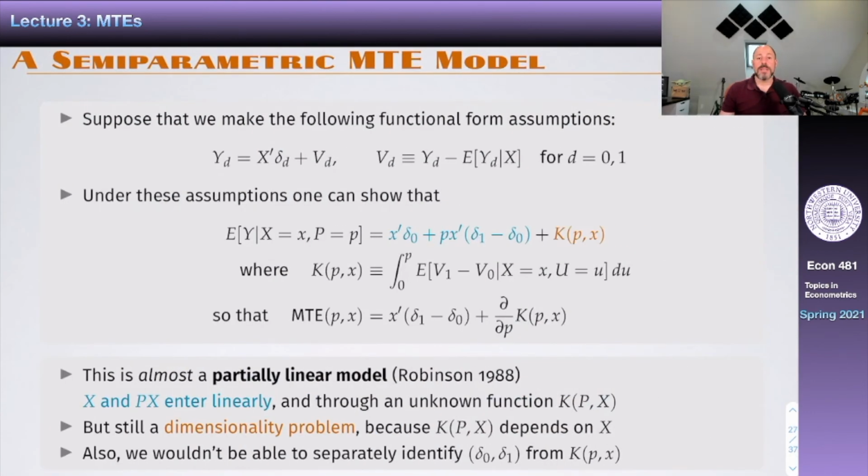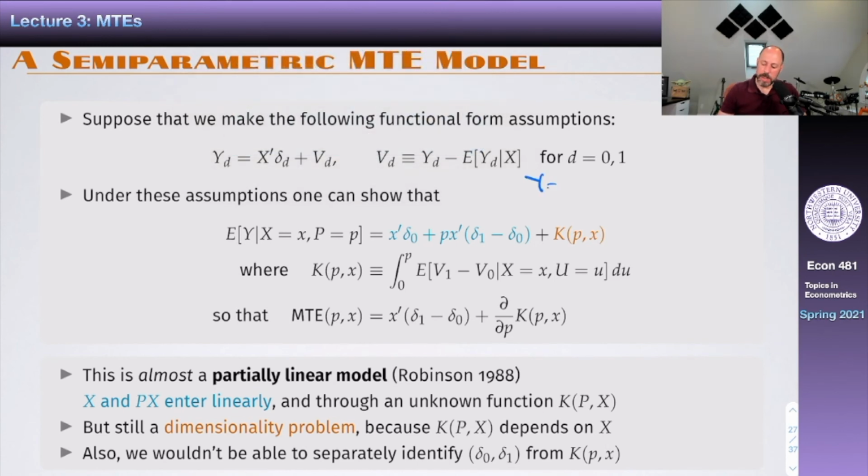So what's going to be the semi-parametric MTE? Well, we're going to first model the potential outcomes. Okay, potential outcomes, we're going to make them linear in covariates. This is the part where we're being semi-parametric. The potential outcomes are going to be a linear function of the x's plus some error term that we assume has zero conditional mean.